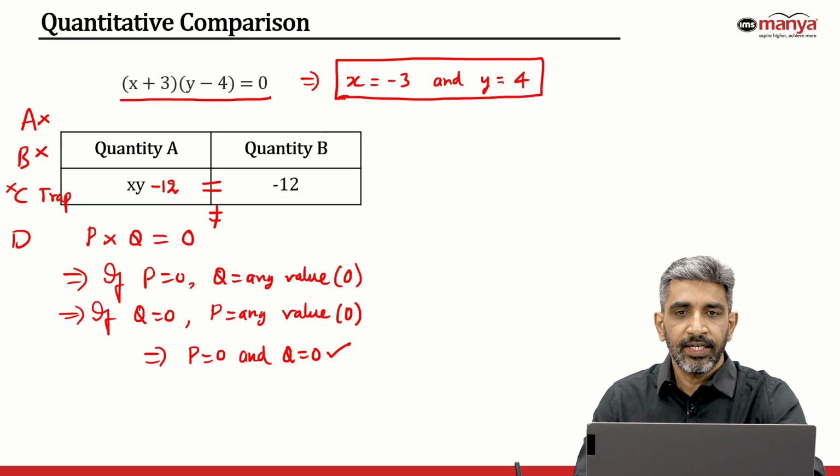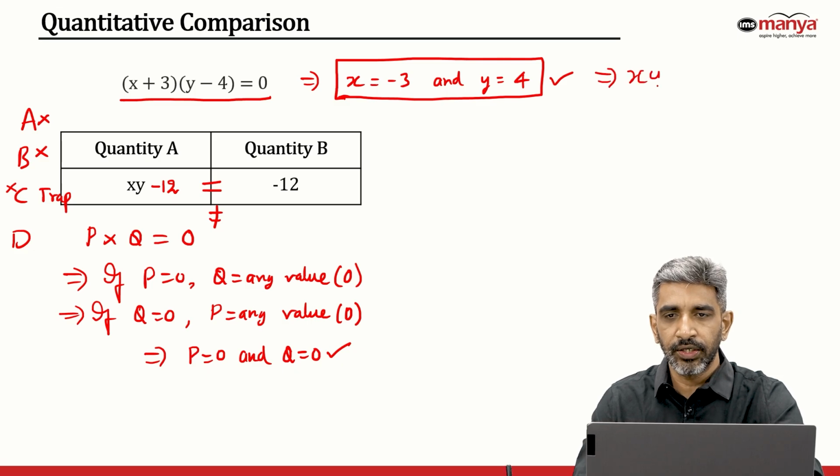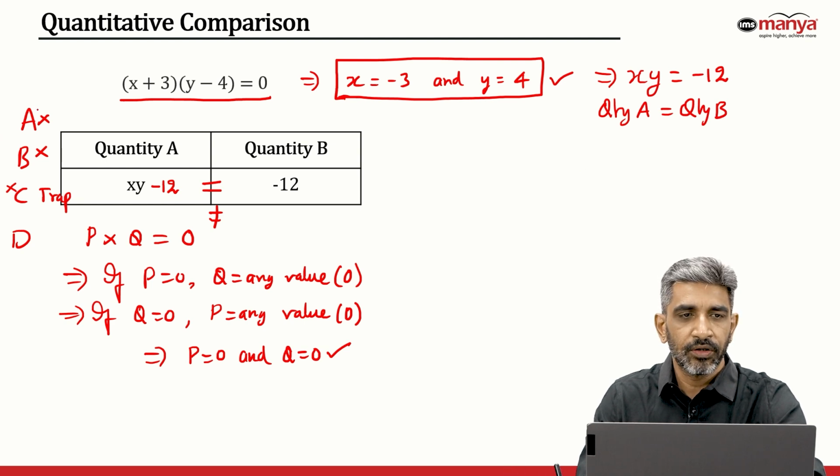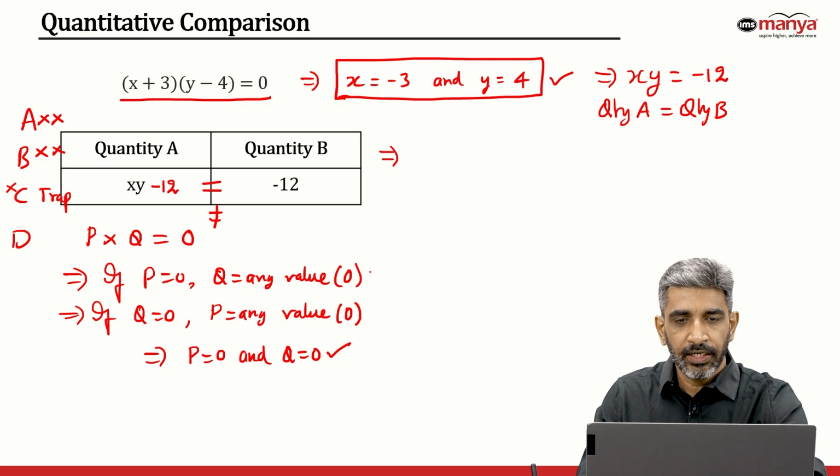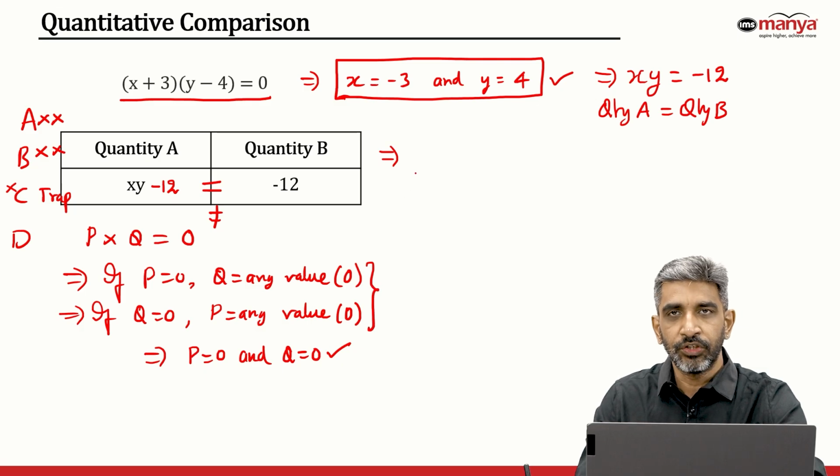So one case that we can definitely use is the case that, as I told you, many test takers use, x = -3 and y = 4. This leads us to concluding that xy is -12, and therefore quantity A is equal to quantity B. And we can eliminate A and B. However, how do we prove that the two quantities are not equal? By taking one of these two cases that we have mentioned here.